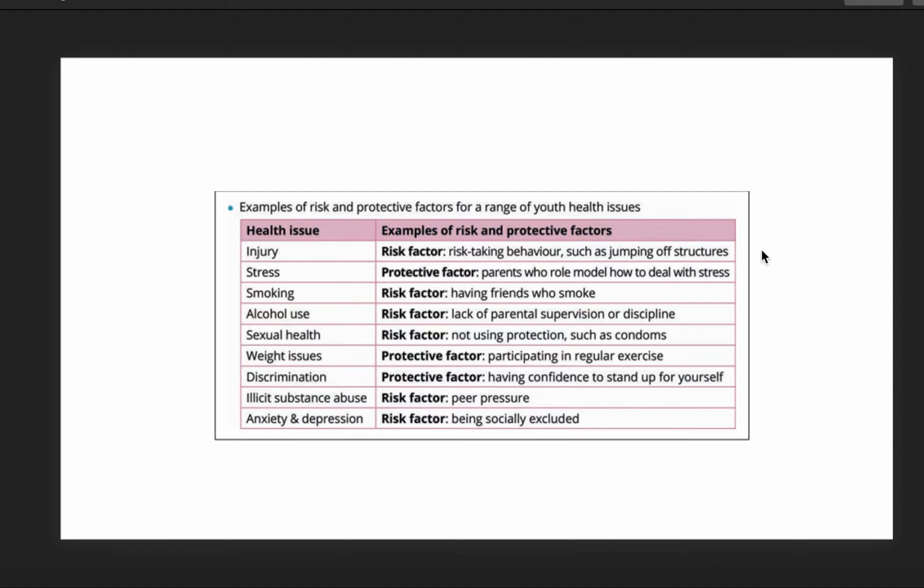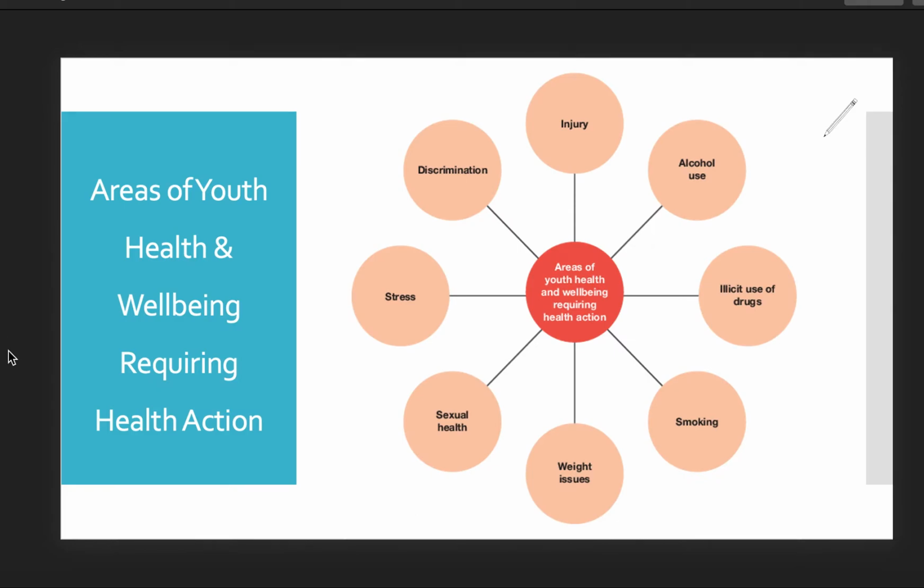Stress. Stress is a health issue, but there are some protective factors around that. Parents who role model how to deal with stress effectively is a good protective factor. Smoking. Now, smoking is a major health issue, and a risk factor is having friends who do smoke. That peer pressure of trying to fit in and do the same thing as other people. I'm not going to go through this entire list, it's there for you to read, but you can see now what some different risk factors and protective factors are.